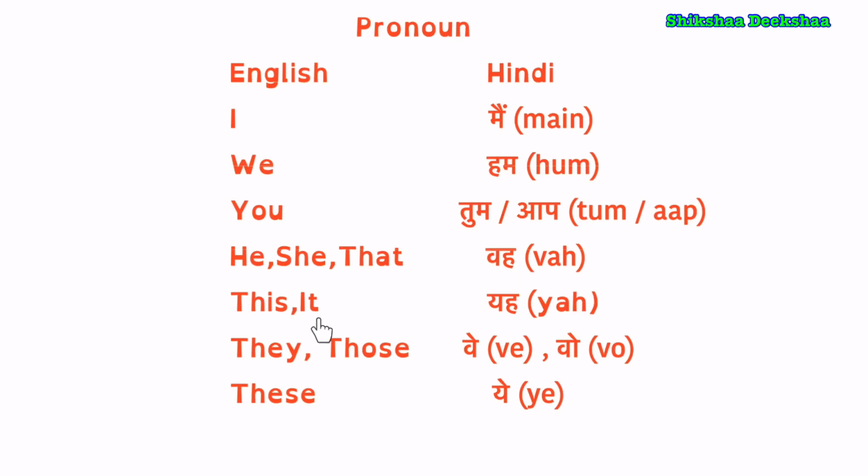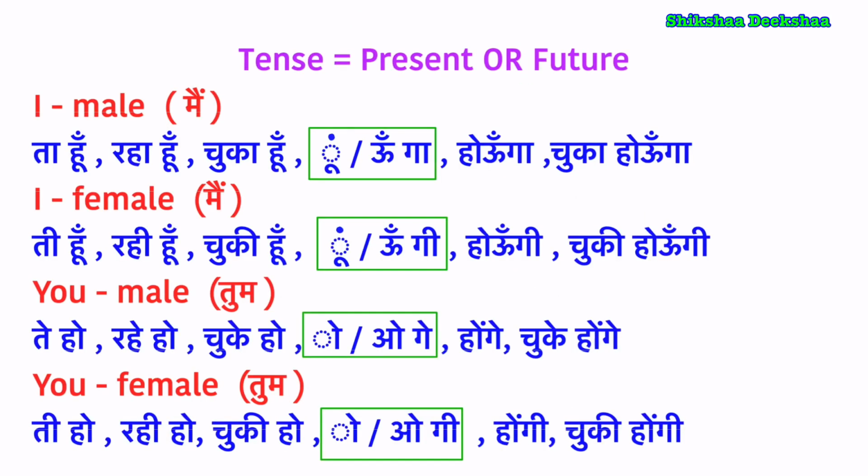This or it means यह. They means वे. Those means वो. These means ये. Like you all know that in English also there are certain rules about helping verbs that we need to remember. For example, with I we use am, do. With he we use is, does. Same way in Hindi there are certain rules we need to remember.